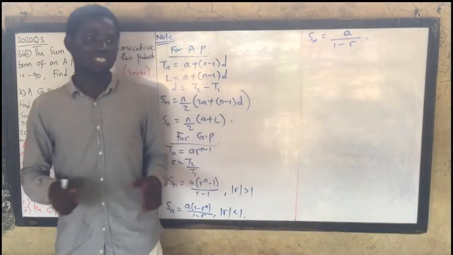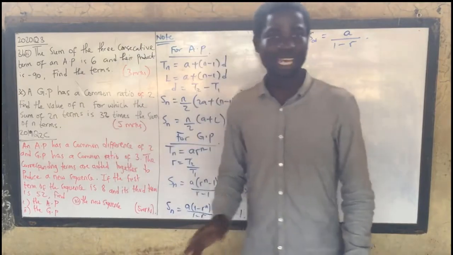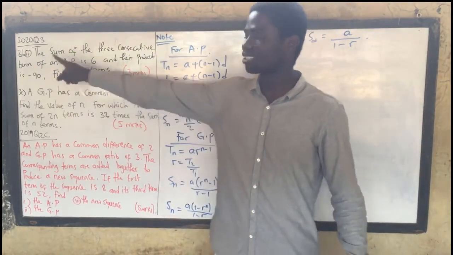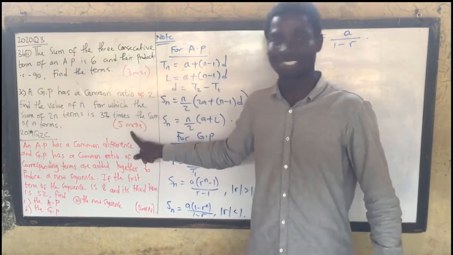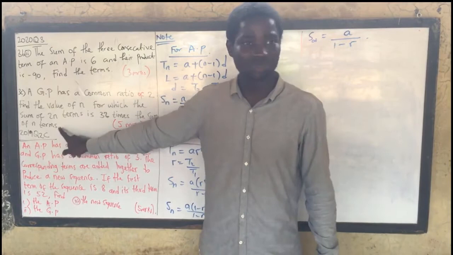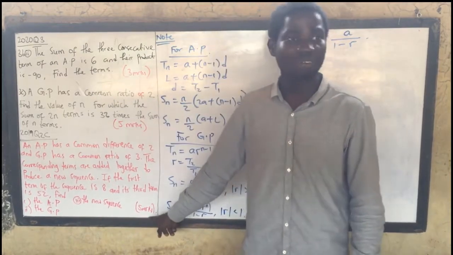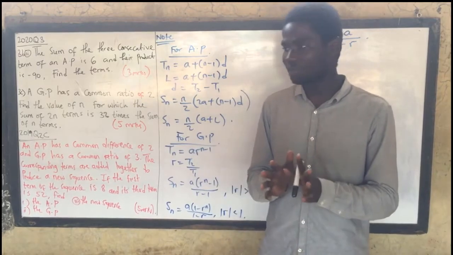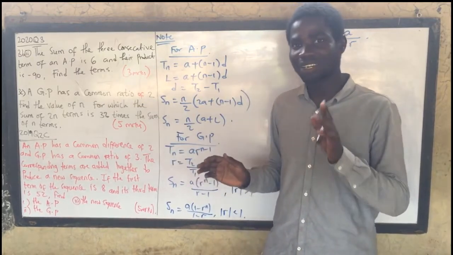So welcome back. The next set of questions is on AP and GP. This is 2020 question 3, 3BII, and it is 3 marks. 3C is 5 marks. That's your first semester exam. It also came out in 2019 question 2C, and it's also 5 marks. So please pay attention to the way we are going to solve it and you will get it very clearly.